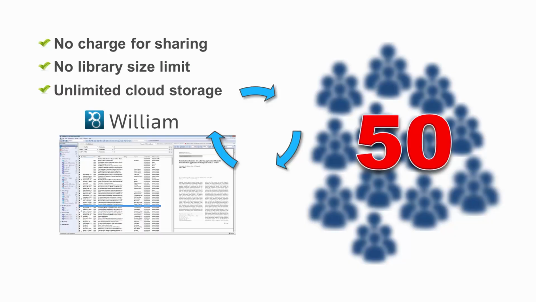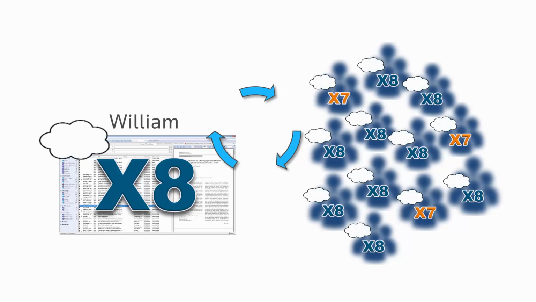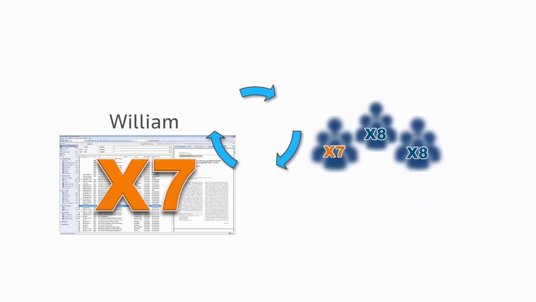Library sharing requires that all users have at least EndNote X7.2 or higher. All collaborators in William's group, including William, must have EndNote Online accounts connected to their desktop version of EndNote. The library owner's version of EndNote dictates how many users that library can be shared with. William has EndNote X8 and can share his library with up to 100 users. If William had EndNote X7, he would only be able to share his library with up to 14 other users.